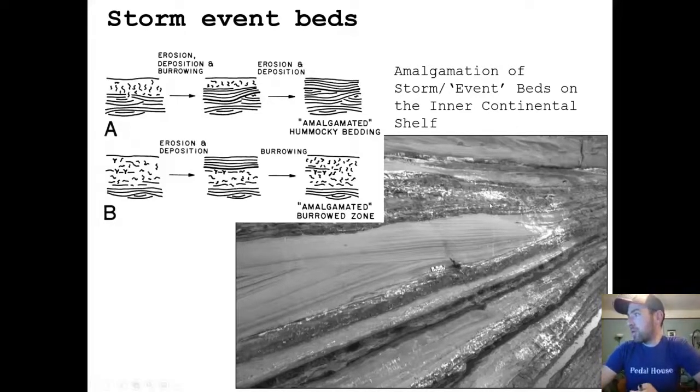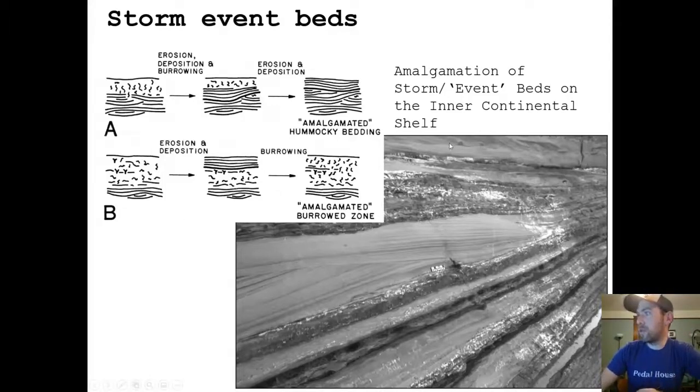So you would get these burrowed, maybe finer sands and muds here that might be separated by an erosional interval, say when the storm first occurs. Then you get the hummocky cross stratification, the amalgamated bedding, so to speak, which may then be followed again by a burrow zone that might burrow into that hummocky cross stratification and into the slower shelf sedimentation. And that process may repeat itself over and over again in some cases.